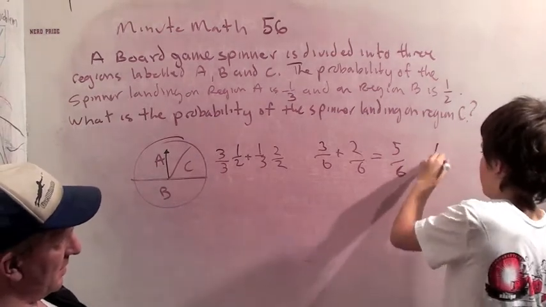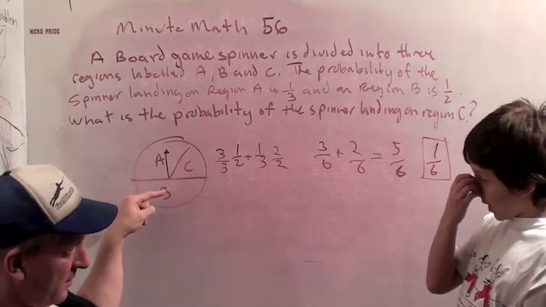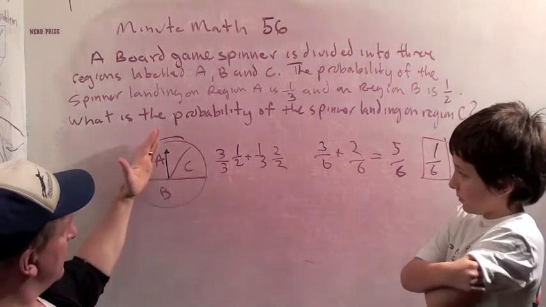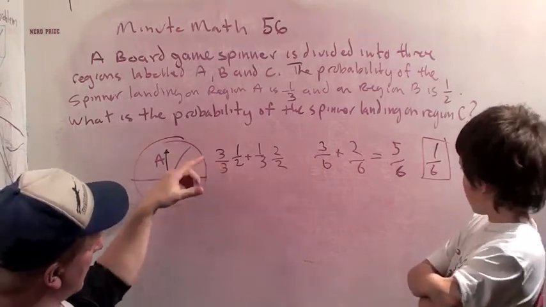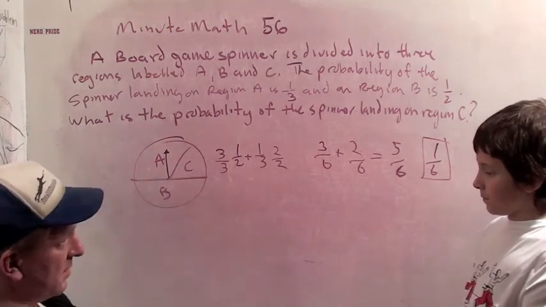1/6. Okay. Very good. And the reason is, the spinner has to land somewhere, right? You can't land outside the board. So it has to land somewhere. Half the time it lands here, 1/3 of the time it lands here, and since 1/2 plus 1/3 is 5/6, that means 1/6 of the time it's going to land in here.